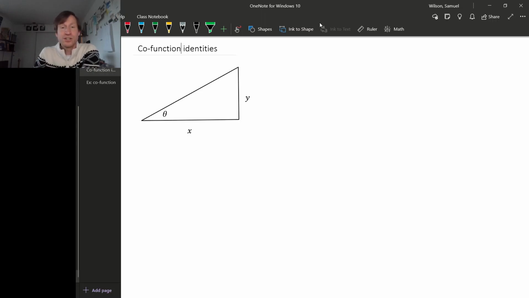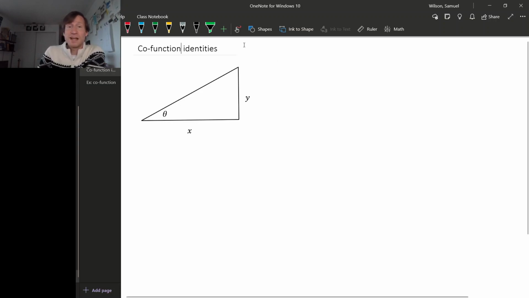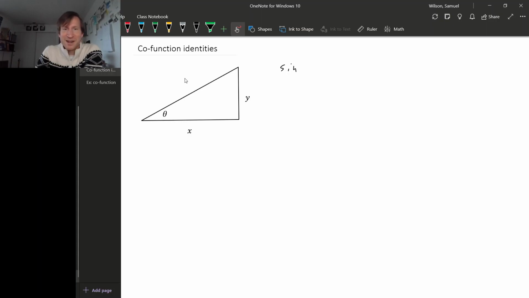If we think of the trig functions as being defined by a right triangle, then there are actually some hidden relationships between the trig functions just based on the different angles in the right triangle. So for example, in this diagram, let me put the hypotenuse up here. We know that sine of theta is the opposite side, which is y, divided by the hypotenuse. We know that cosine is the adjacent side, which is x, over the hypotenuse. And we know that tangent is the opposite side, which is y, divided by the adjacent side, which is x.